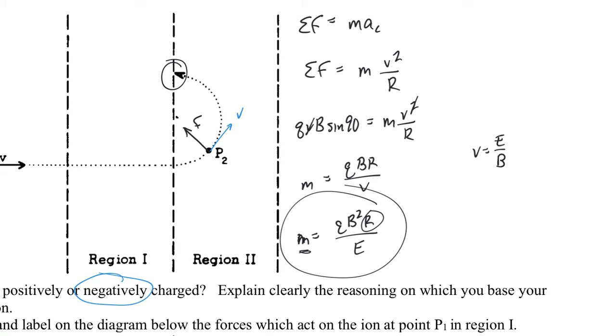A particle with more mass would land somewhere else. Probably would have more inertia, and more massive particles would hit over here. And particles with less inertia would hit over here. So we call this a mass spectrometer because it selects masses.